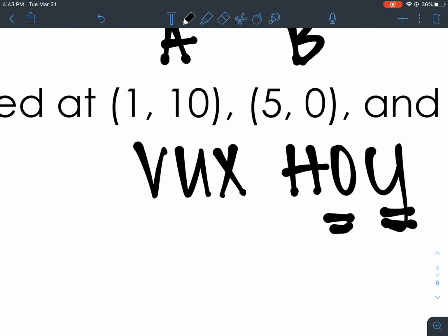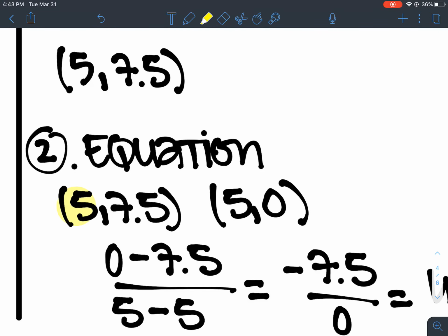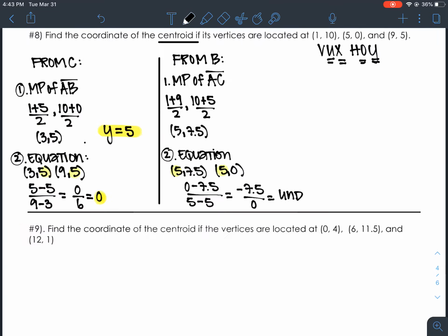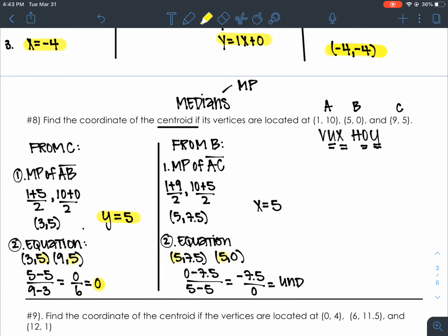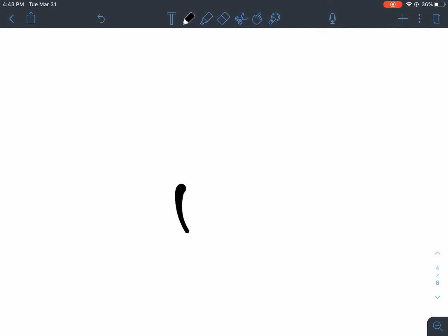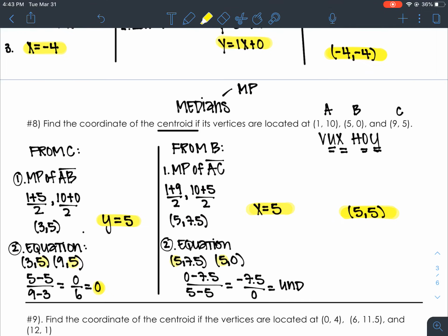So if you have an undefined slope, your equation has to be x is equal to, right? And so if you look at the two x values we have in that equation, we have 5 and 5, which means that your x value is also 5, all right? Which means that your final answer, that point of intersection, is 5 comma 5. And that's your final answer. Okay?